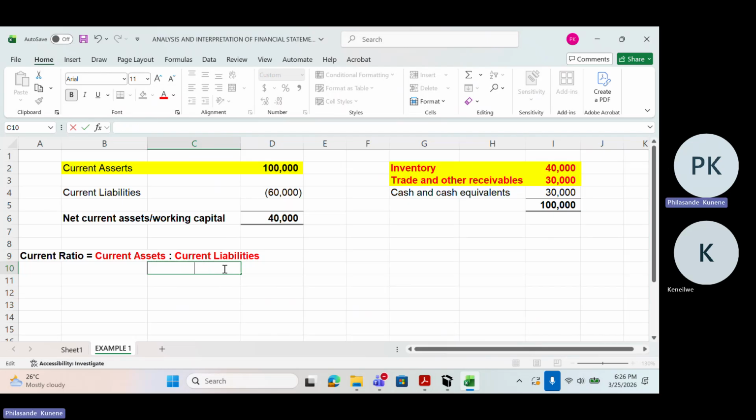Or maybe if I say 6.5 is to 1, then it's a problem. It means now we've invested excessively in our current assets. It is not advisable that we have a current ratio that is looking like this. No.